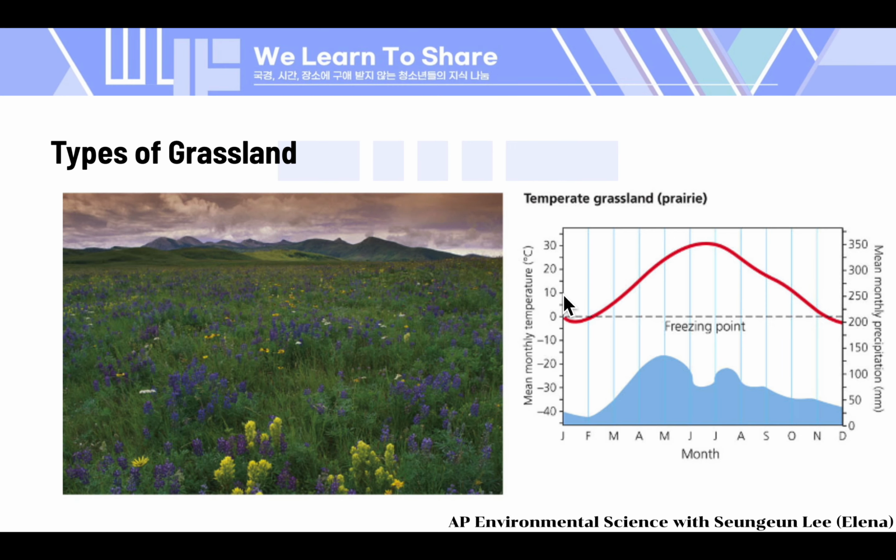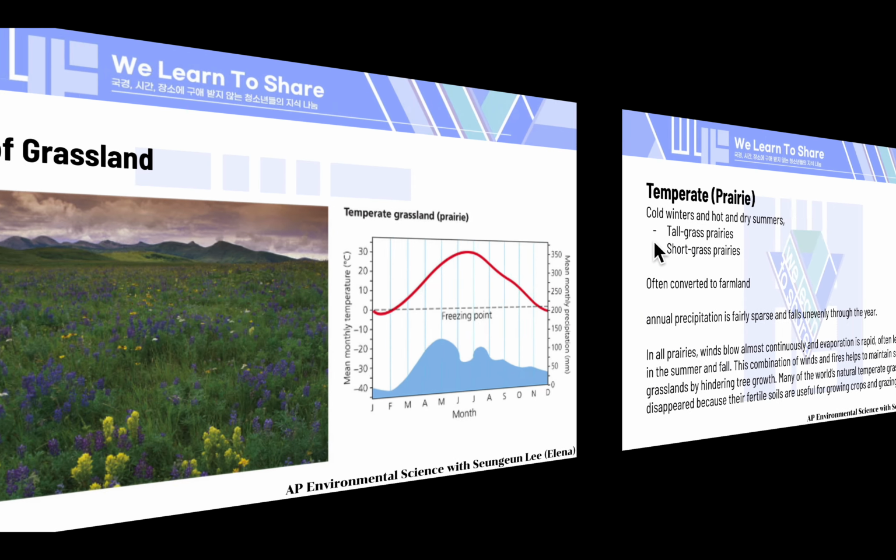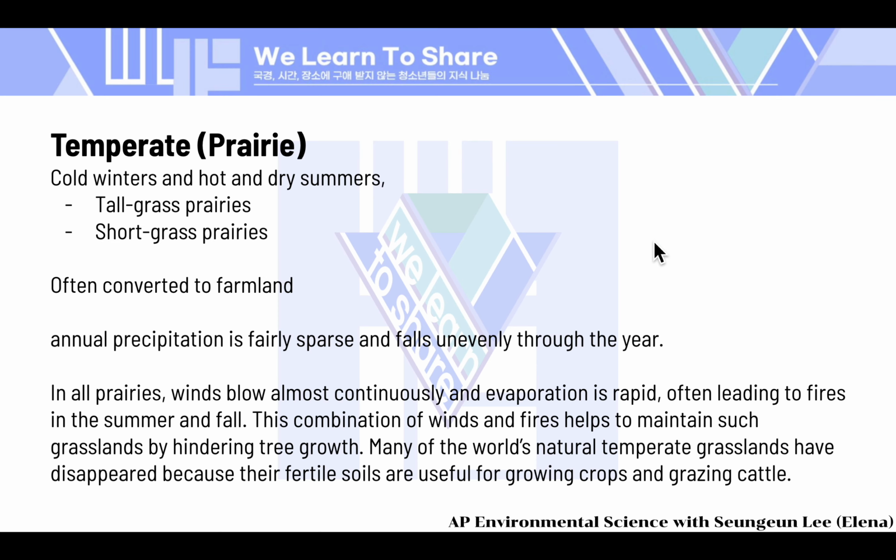If we move on to another type of grassland, which is a prairie or temperate grassland, you can see that the precipitation is much higher than the tropical grassland, and also the temperature over here is more fluctuating, right, compared to the tropical ones. So they have cold winters and hot, dry summers. They're often converted into farmlands due to their fertile soils. And also, fires driven by winds are common and play a natural role in maintaining these grasslands too. And you can also remember that there are different types of prairies. One is tall grass prairie and another one is short grass prairie.